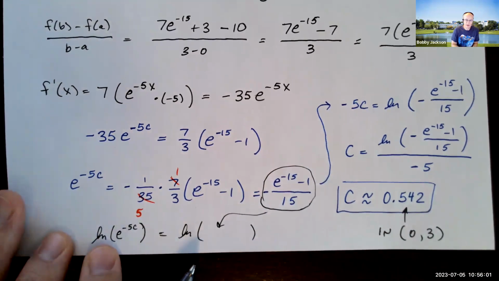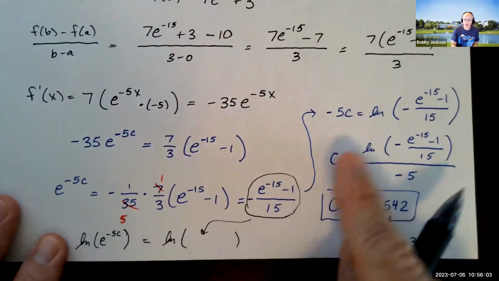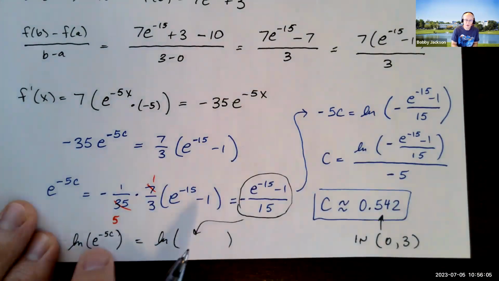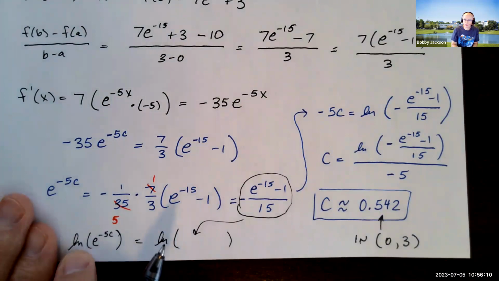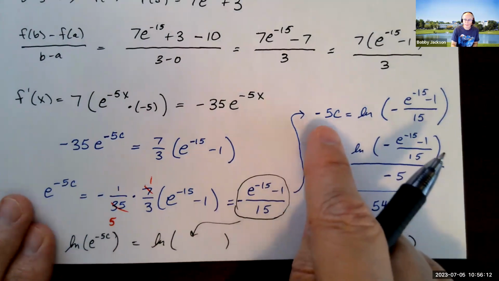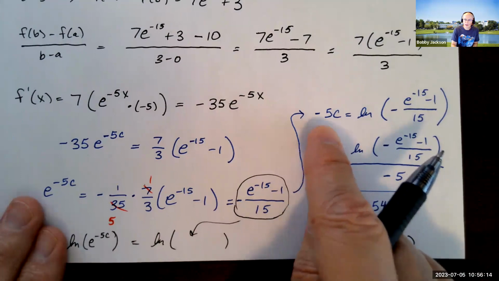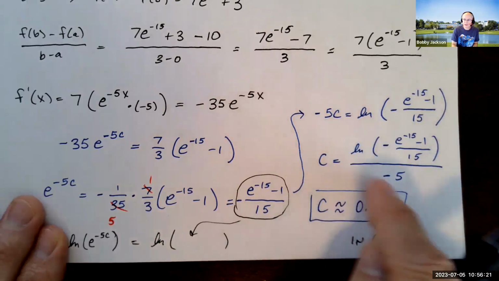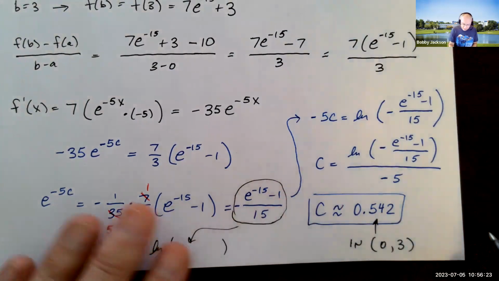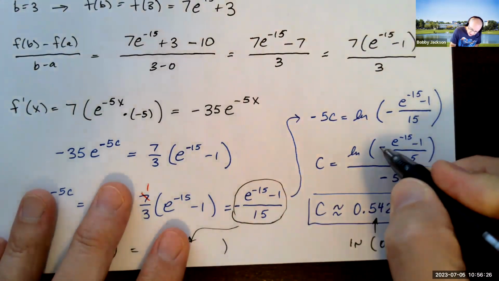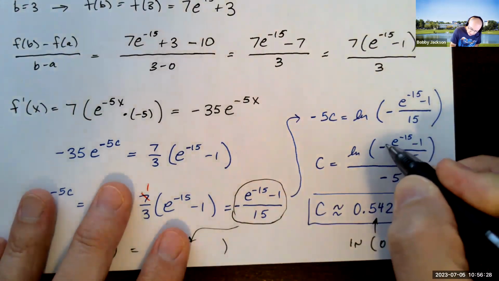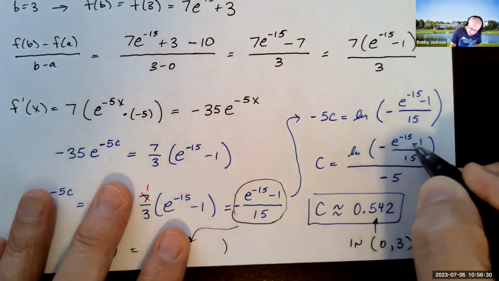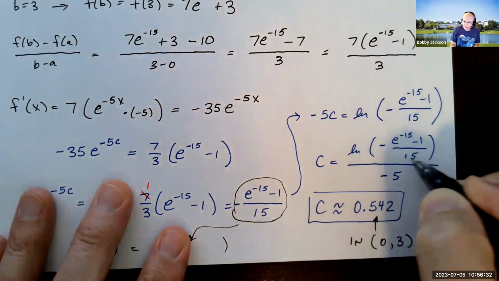Right, and what happens here? Natural log of e to the negative 5c is just negative 5c by the inverse property of the general exponential function and the general logarithmic function. Okay, and then how do I solve for c? Divide by negative 5. So I've got the natural log of all this stuff divided by negative 5. Now I'm going to plug this into my calculator. To make it a little bit easier, I'll go ahead and distribute the negative 1 up top. So this will become negative e to the negative 15th plus 1, all divided by 15.